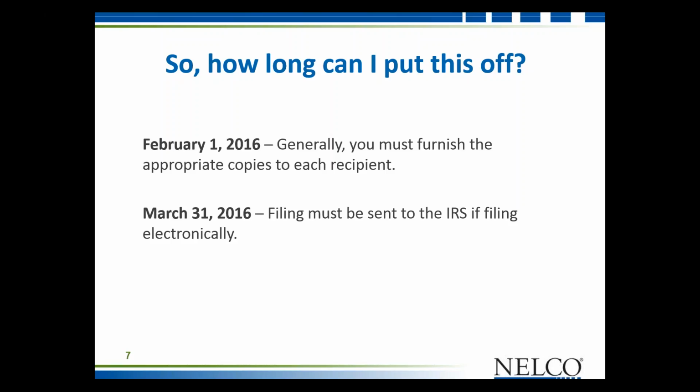And then to send copies to the IRS, you do need to have those sent electronically by March 31st. Some people like to send the paper copies to their recipients first and then send the copies to the IRS later. My personal preference is just to go ahead and send them together. We give the capability to combo those together in the system. It just kind of gets the 1099s off your plate a little bit sooner, less things to think about, less things to worry about. You get them done by the end of January and you're all set.